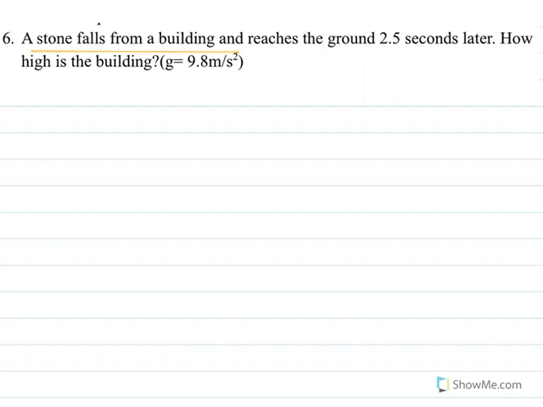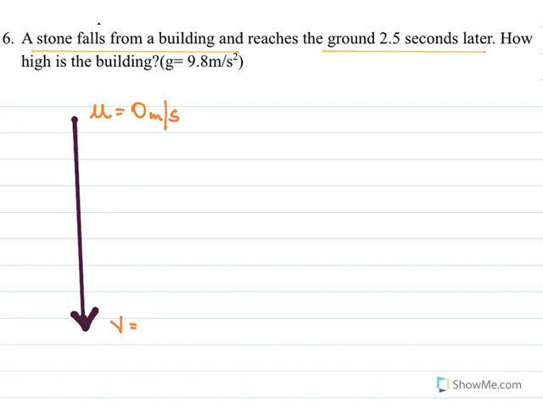A stone falls from a building and reaches the ground 2.5 seconds later. How high is the building? So here is a falling body, which means its initial velocity will be 0. Then the velocity keeps increasing. Here the final velocity will be maximum. The acceleration due to gravity will be plus 9.8 because this body is accelerating, the speed is increasing as it falls down. And the time given to us is 2.5 seconds.